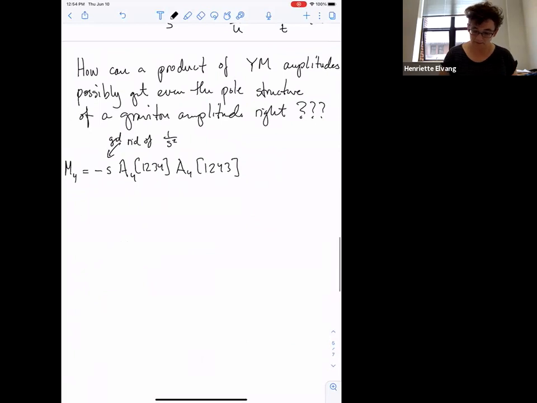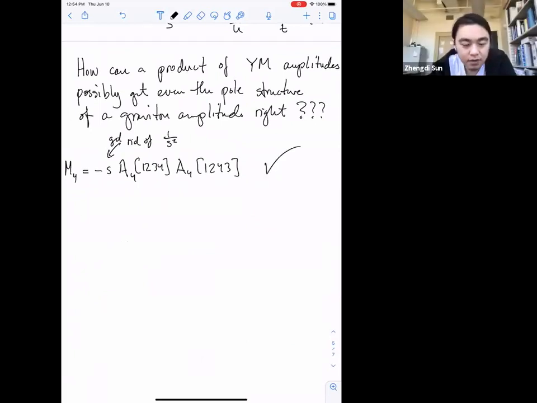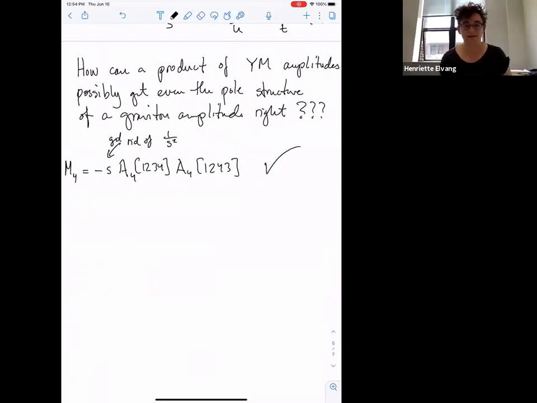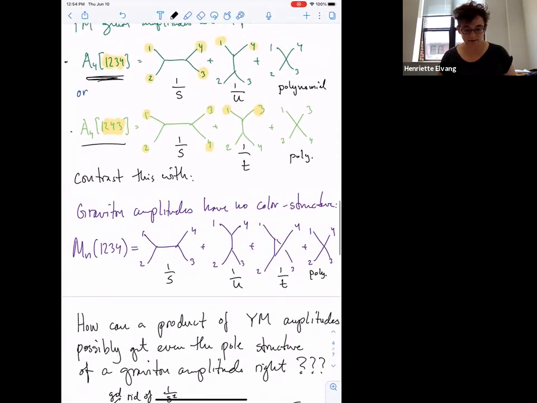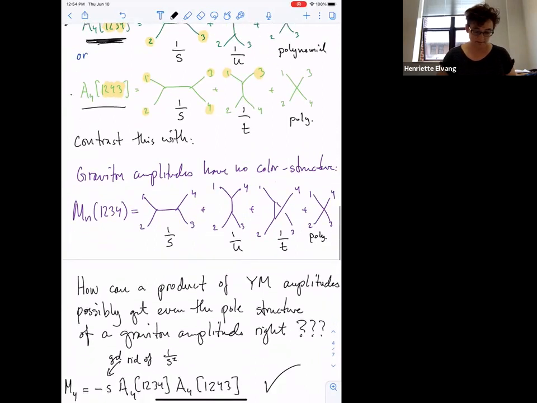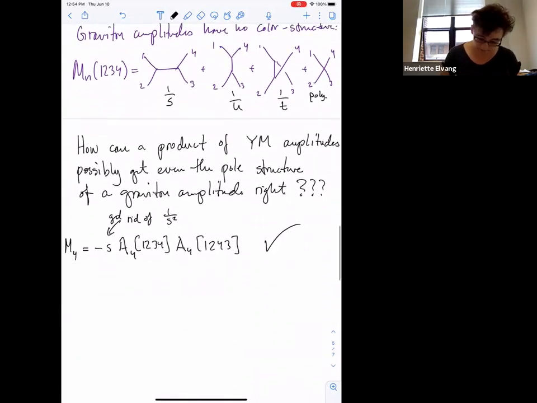So remarkably, this actually works. It gives the right answer. This naive way of just canceling the double S pole actually works. But there could be other ways of doing this, right? I also said, what if I just multiply the 1, 2, 3, 4 amplitude with itself? So let's try to do that.